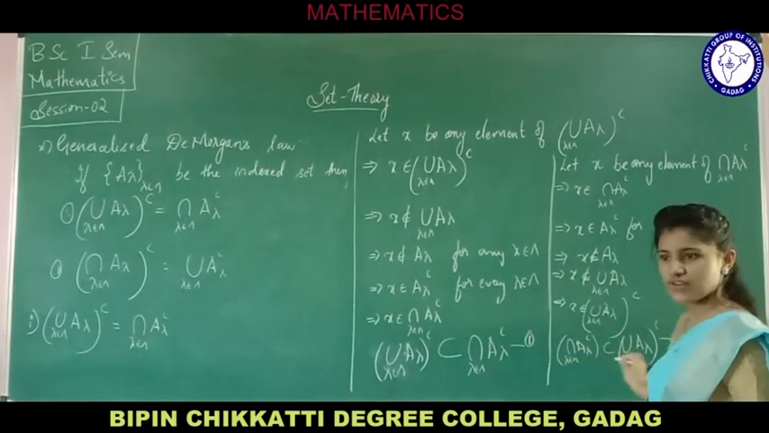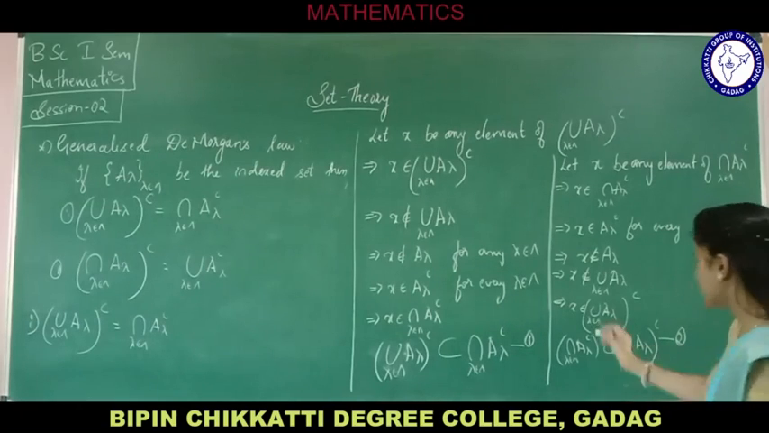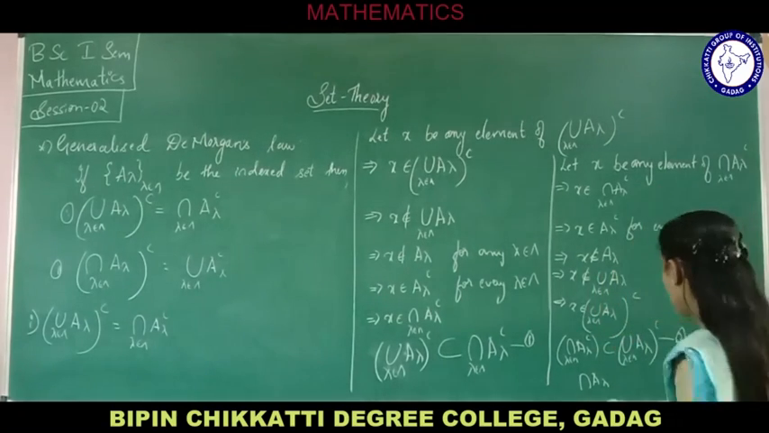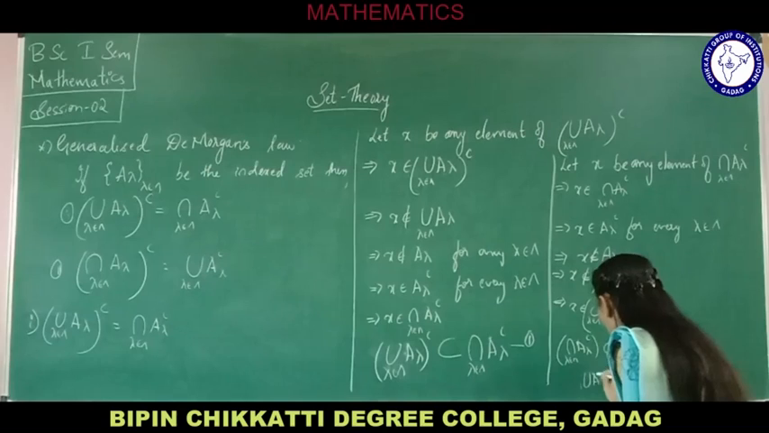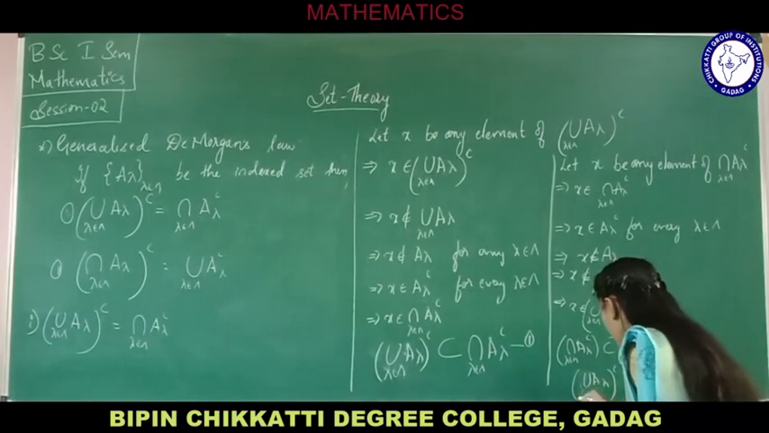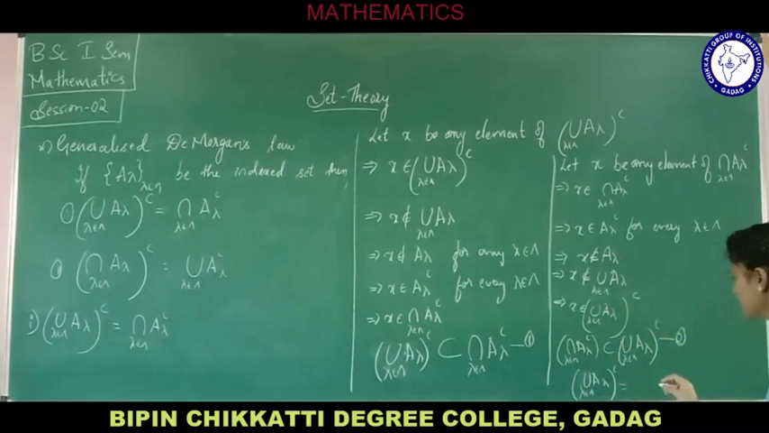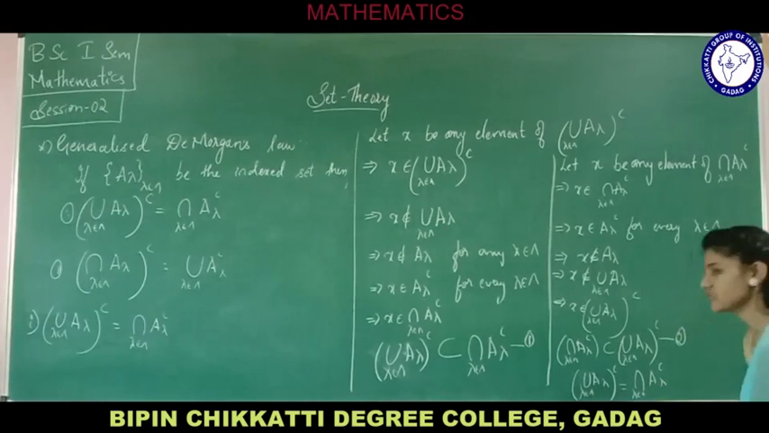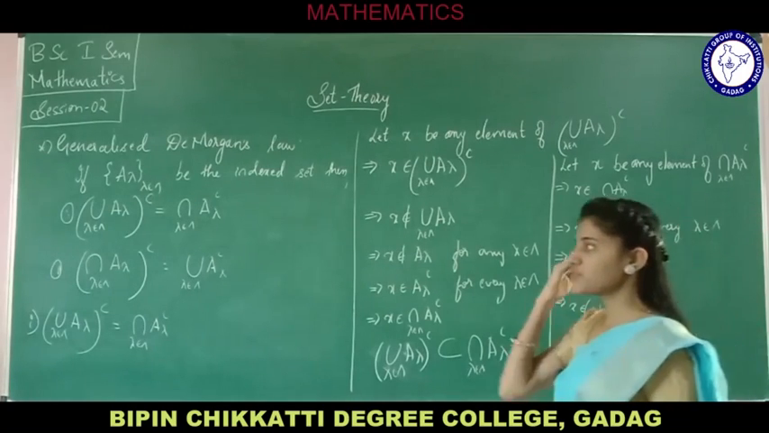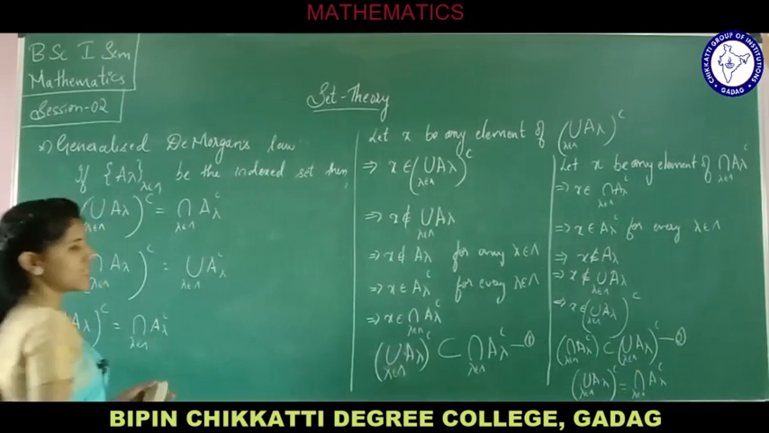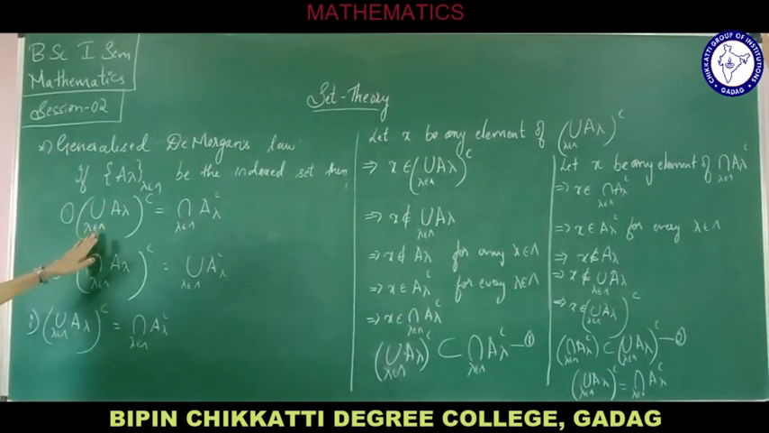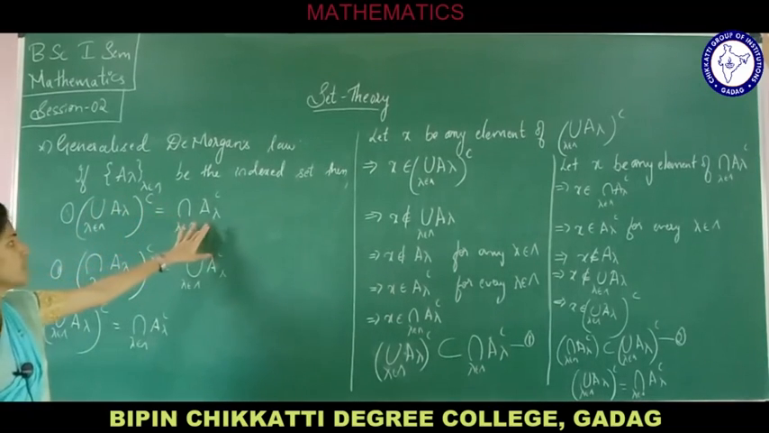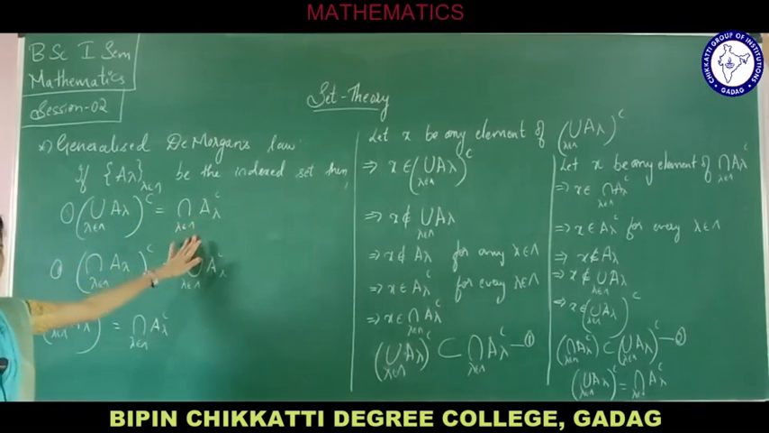Now from equation 1 and equation 2, what does this mean? It means that the complement of the union of A lambda where lambda belongs to the indexed set is equal to the intersection of A lambda complement where lambda belongs to this indexed set. Now we have proved the first one, that is, the complement of the union of A lambda where lambda belongs to the index set is equal to the intersection of A lambda complement where lambda belongs to this index set.